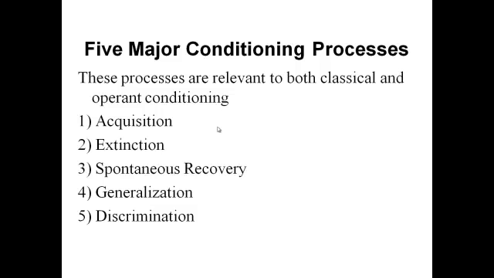Okay, when we talked about classical conditioning, we talked about the 5 major processes when it comes to classical conditioning. Well, these processes are also at play when we're talking about operant conditioning. So this is acquisition, extinction, spontaneous recovery, generalization, and discrimination. Let's see how these processes work with operant conditioning.